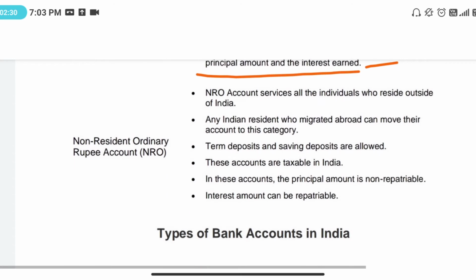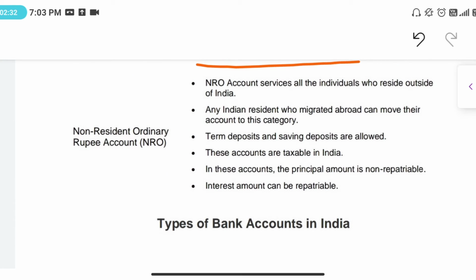And the third type of account is the non-resident ordinary rupee account. The NRO account serves all the individuals who reside outside of India. So anyone residing outside of India can open an NRO account. Any Indian resident who has migrated abroad can move their account to this category. Any Indian who has an existing account in India and has shifted to a foreign country can convert his account to an NRO account. Term deposit and saving deposit are allowed. These types of bank accounts also accept term deposit and saving deposit.